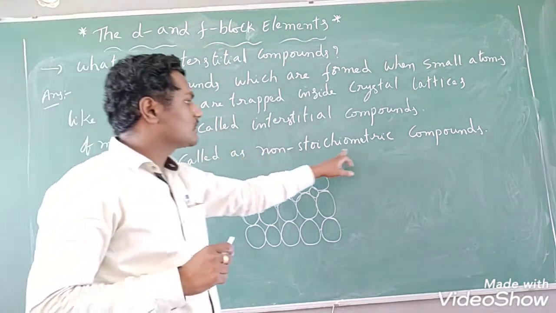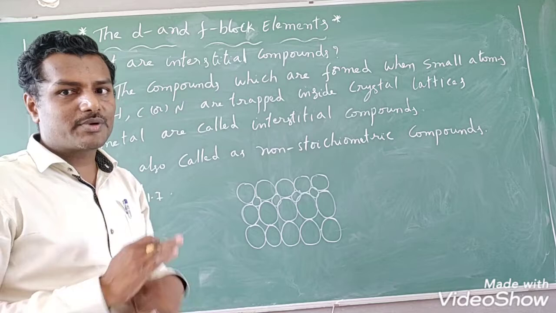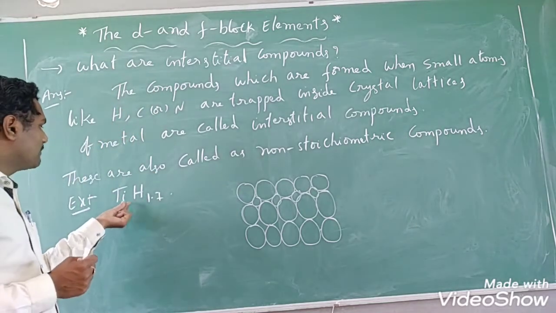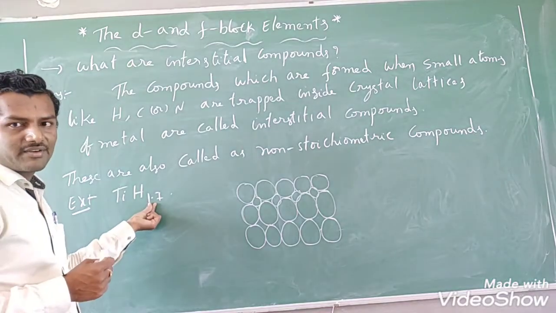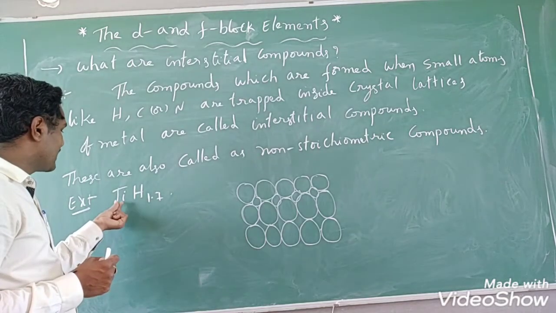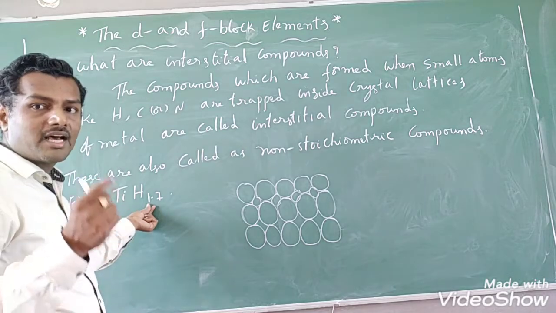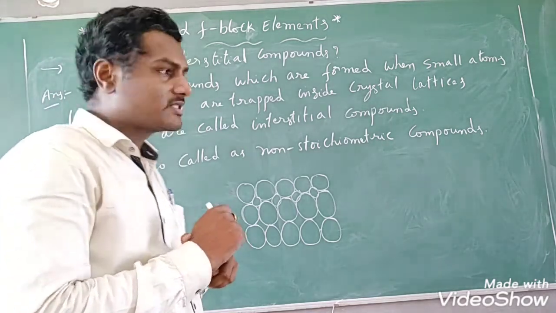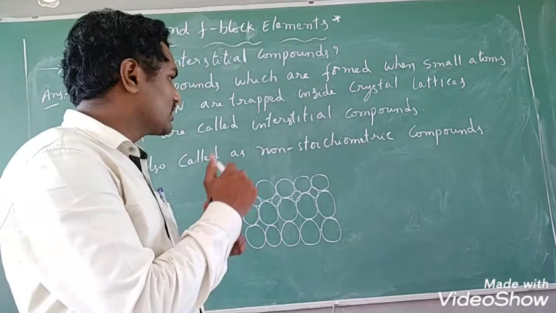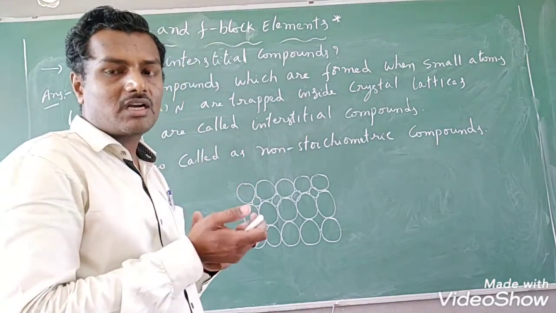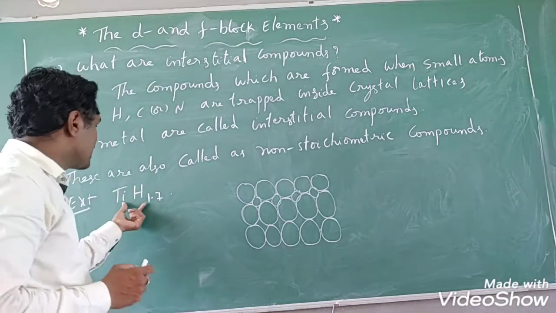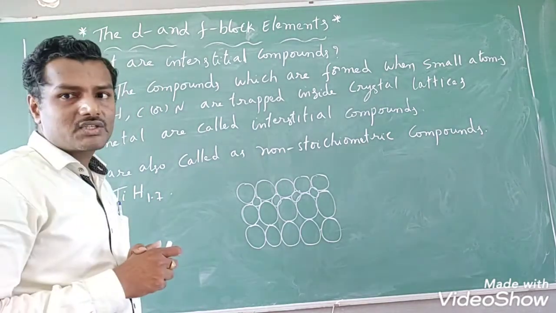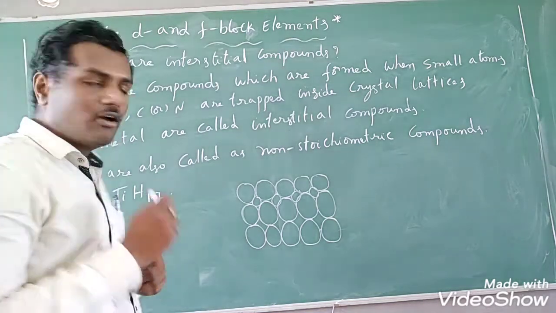These compounds we can also call non-stoichiometric compounds because both the atoms are not balanced. For example, take titanium combining with how many hydrogen atoms? 1.7, right? So one titanium atom combines with 1.7 hydrogen atoms. That's why these are non-stoichiometric compounds. These are not balanced like a stoichiometric equation, right? Okay, now students, this is the meaning of interstitial compounds. I hope everybody understood.